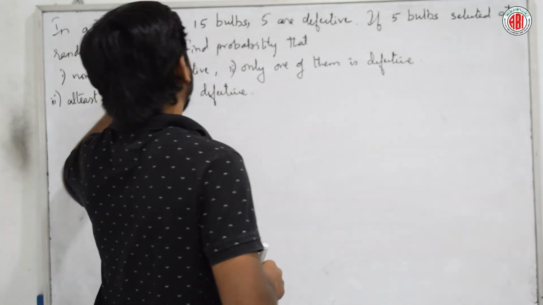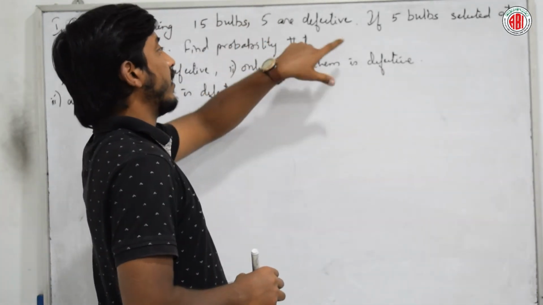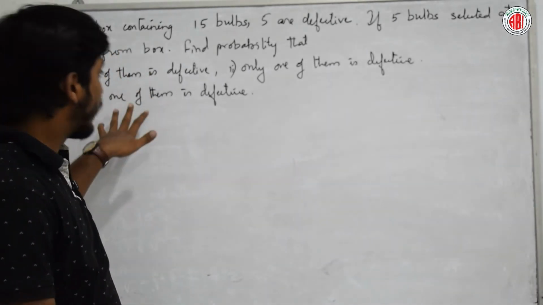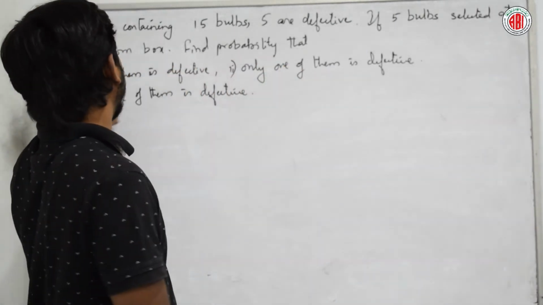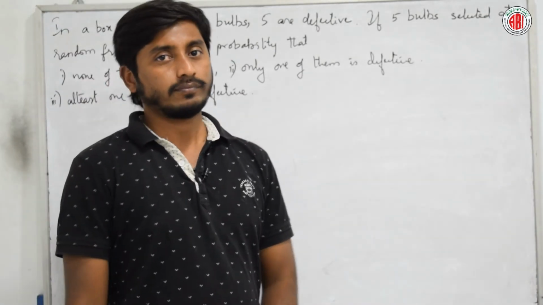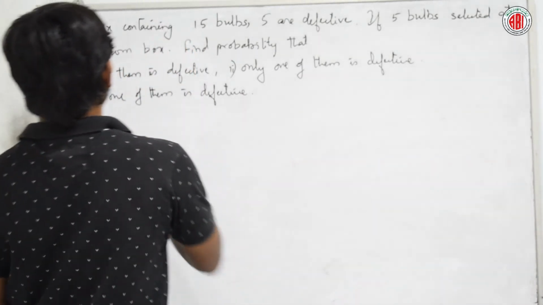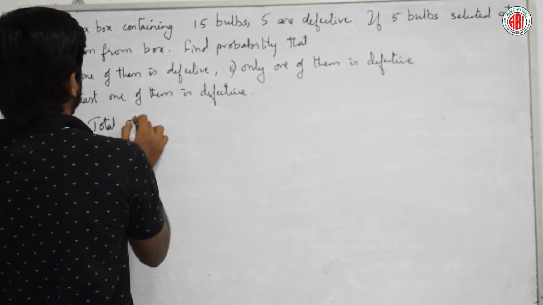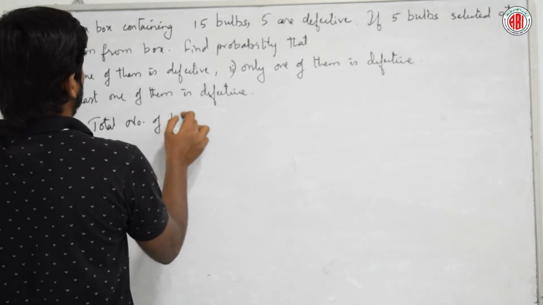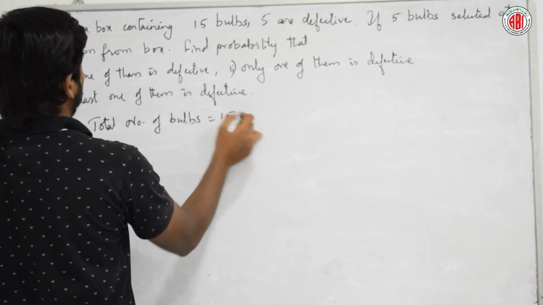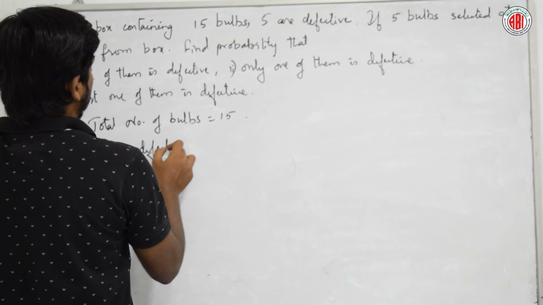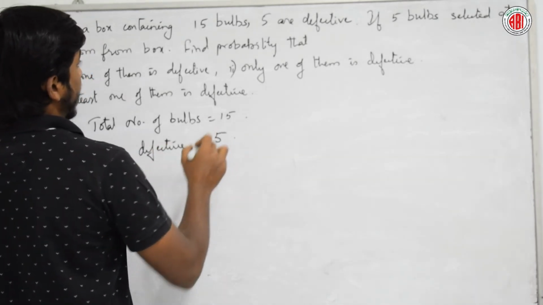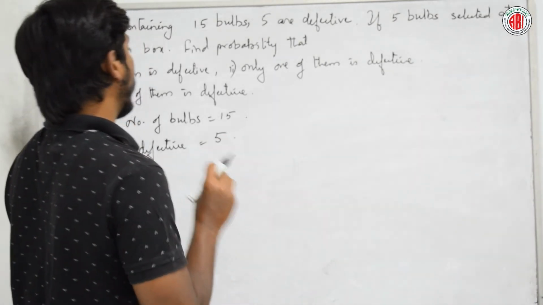In a box containing 15 bulbs, 5 are defective. If 5 bulbs are selected at random from the box, find the probability that none of them is defective, only one is defective, at least one of them is defective. Okay, the first condition: total number of bulbs is 15, defective is 5. So he is asking us to select 5 bulbs out of 15.